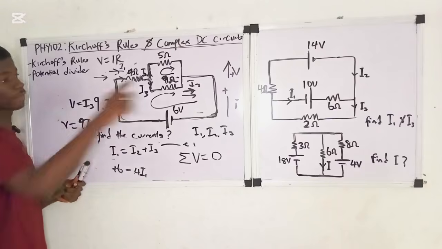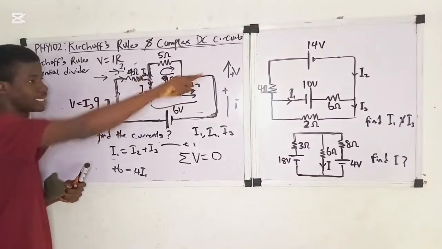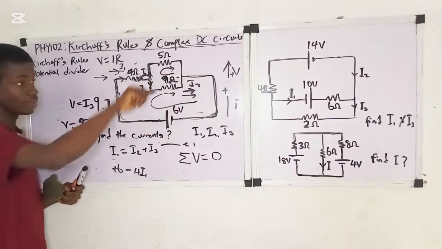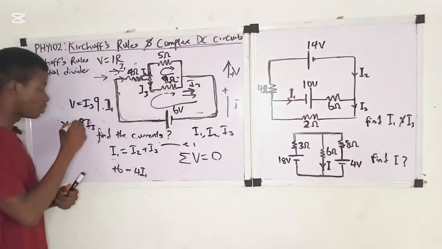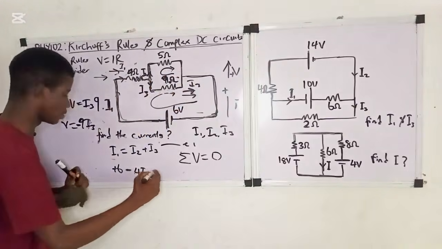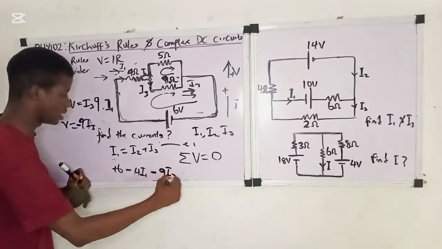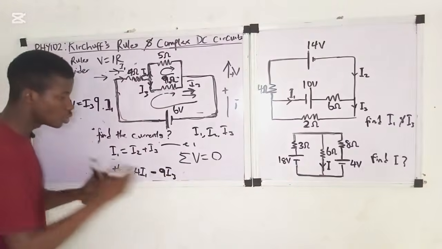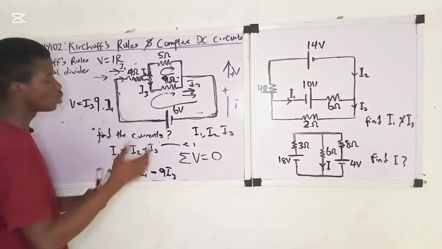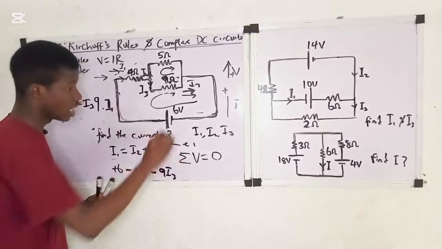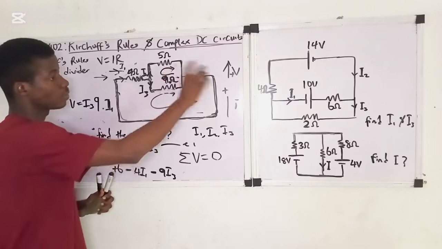It will be negative because the direction of I3 is like this, and the direction of the loop is like this. So the voltage will be negative, right? So it will be minus 9 I3, okay?